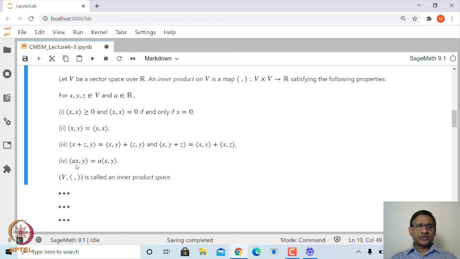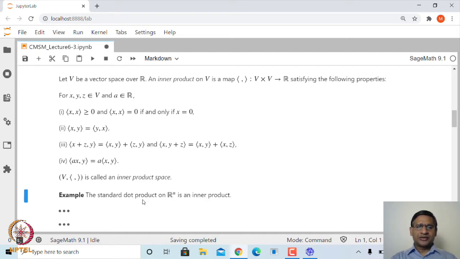And then the next one is, if you take alpha times x inner product with y, this is the same as alpha times the inner product of x with y, for any real number alpha and for any two vectors x and y. So, any map from V cross V to R which satisfies all these four properties is known as an inner product on V, and then the vector space V along with this inner product is known as an inner product space. For example, if you look at Rn with dot product, you can check that the dot product in Rn satisfies all these properties, and hence it is an inner product.